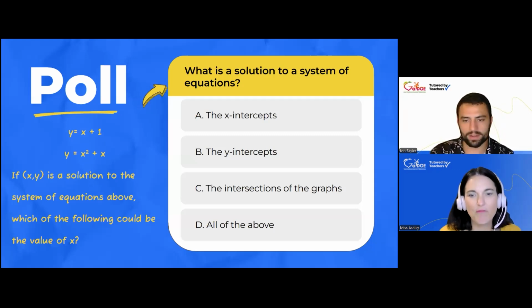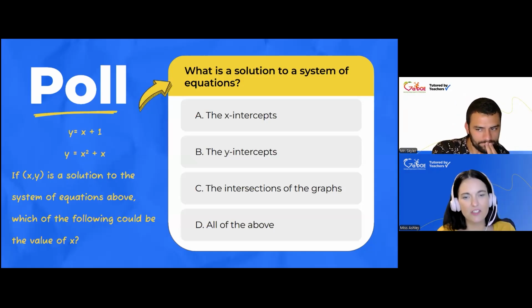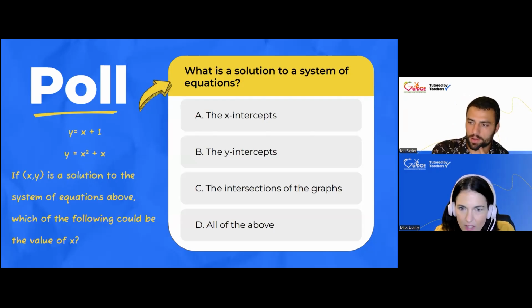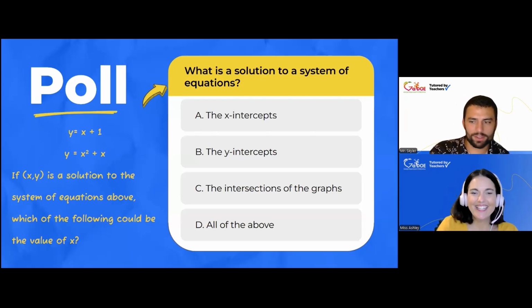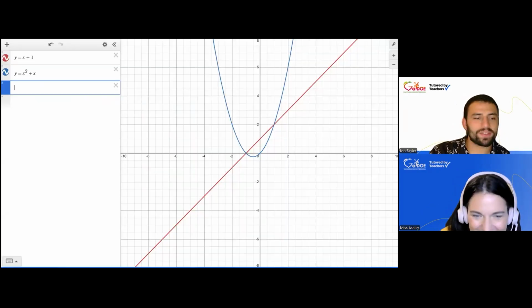Hopefully, we are flooding these polls. Yes. So about 45% say the strategy they're using is the intersection of graphs. So that is our biggest. Is it our solution? Let's see what happens.